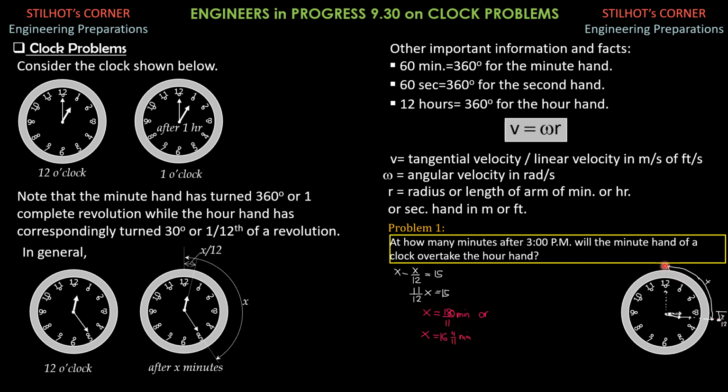So from the initial position of the minute hand to its final position is x, and the initial position of the hour hand to its final position is x over 12. So from the figure, x minus x over 12 ends at 3, and 3 corresponds to 15 minutes because per mark is 5 minutes. So 3 times 5 is 15 minutes. So x minus x over 12 is 15. 11 over 12 x is 15. So x is 180 over 11 minutes, or in mixed fraction 16 and 4 over 11 minutes. So that's it for that problem.